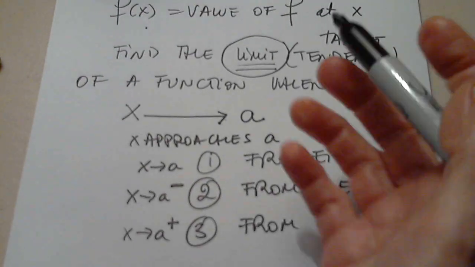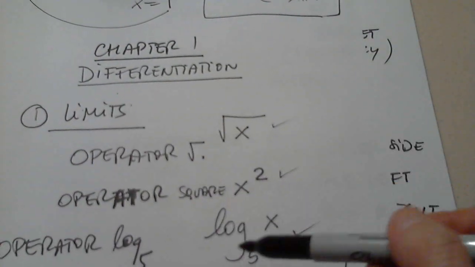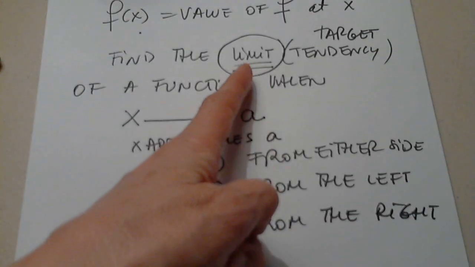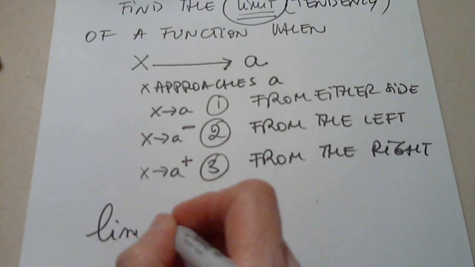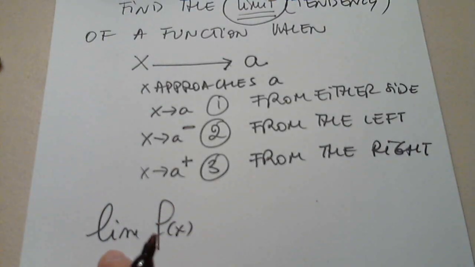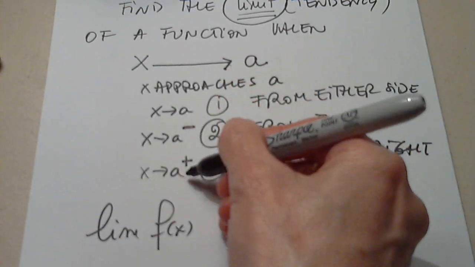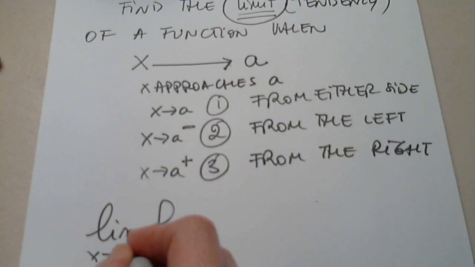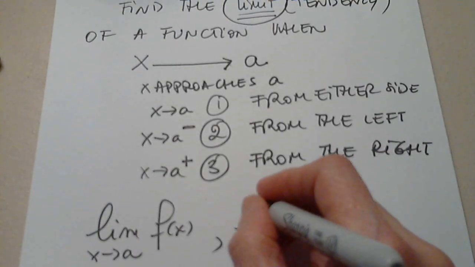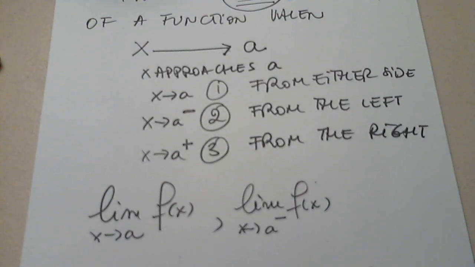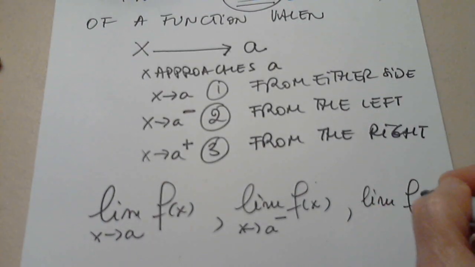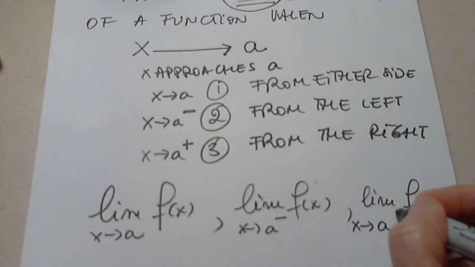So, how do I write this? I have many ways of writing operators. In short, LIM of f of x, limit of f of x, and I have 3 options. This, or this. Limit of f of x as x approaches a from either side, limit of f of x as x approaches a from the left, and limit of f of x as x approaches a from the right.